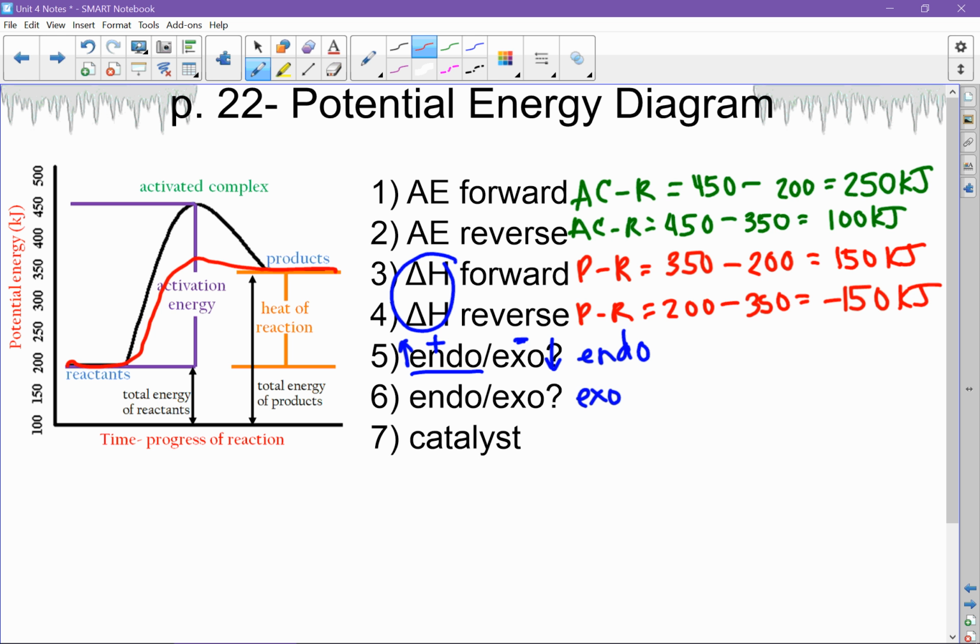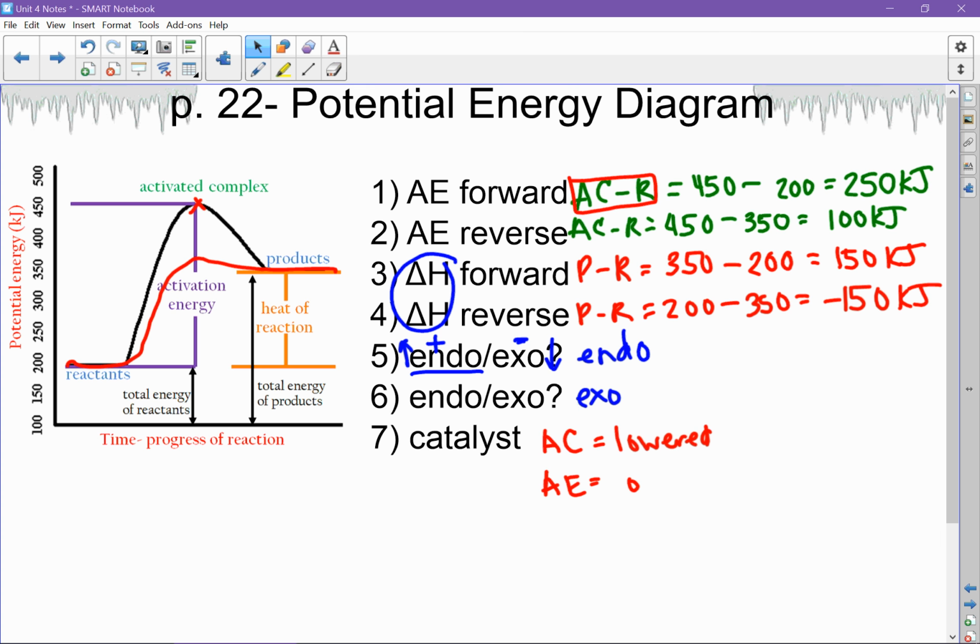So what that means is the parts that are changed, notice that the activated complex isn't as high. So the first thing that gets changed is the activated complex, and that has been lowered. Because we changed the activated complex, that's a part of how we calculate the activation energy. So activation energy is also lowered.